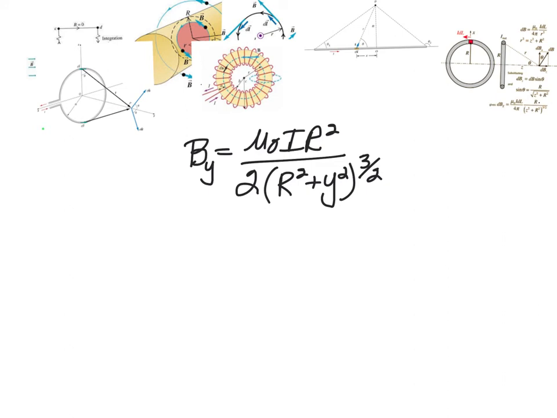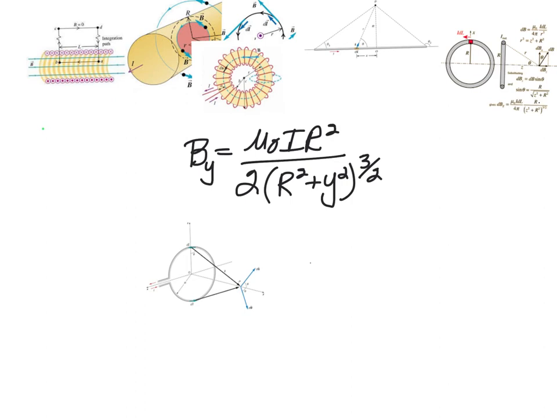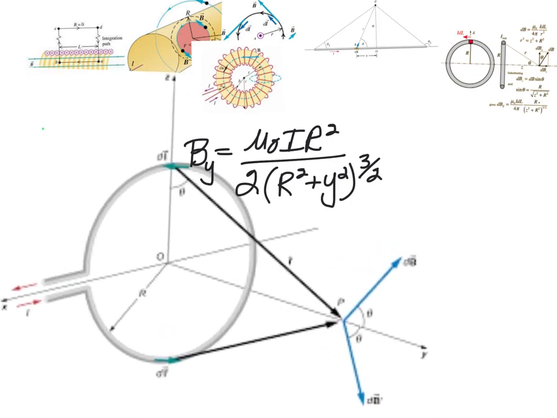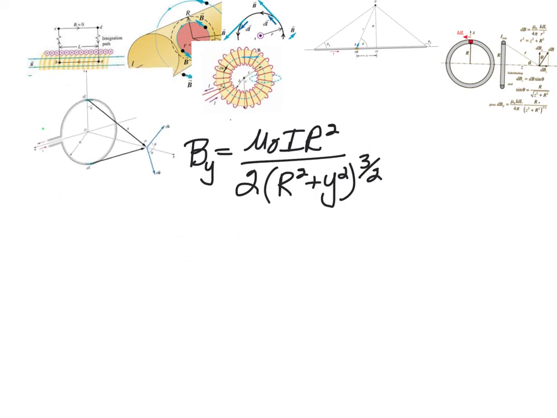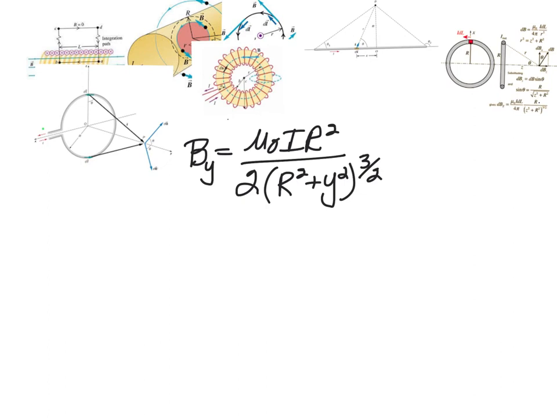Now watch what happens if we take this back. If we let this distance y go to 0, that puts us back at the center. So watch what happens if we let y equal 0.